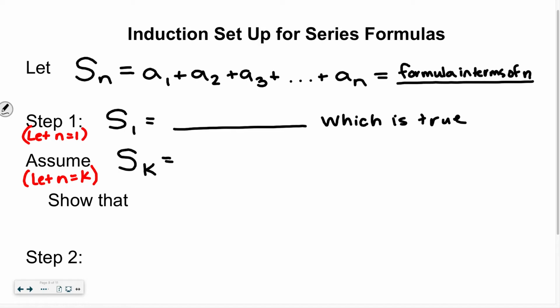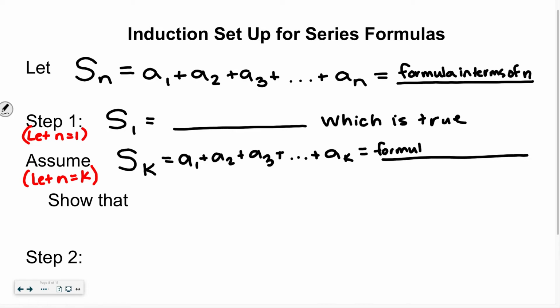So I assume that S sub k is a sub 1 plus a sub 2 plus a sub 3 plus dot, dot, dot, a sub k equals, now it's a formula in terms of k. I always try to tell people, in that assumption, don't make it hard. All you're really doing is copying down your first line with k's instead of n's. What that means is we're assuming that k terms actually add up to that formula in terms of k.